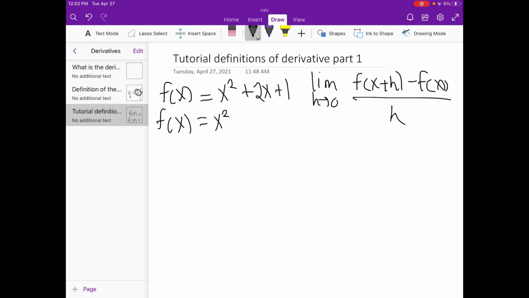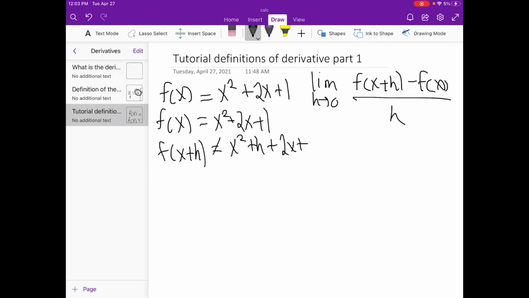We write that down, and f of x, easy stuff first. F of x is just x squared plus 2x plus 1. And now the slightly more complicated part. F of x plus h is equal to, well, let's actually talk about what it's not equal to.